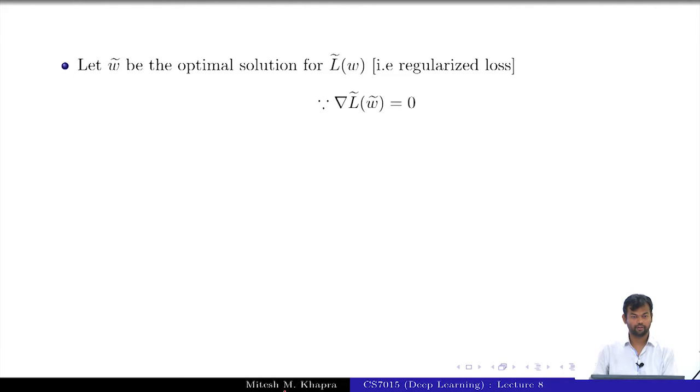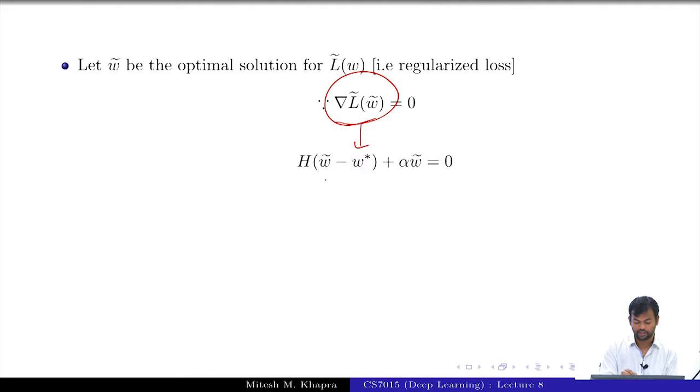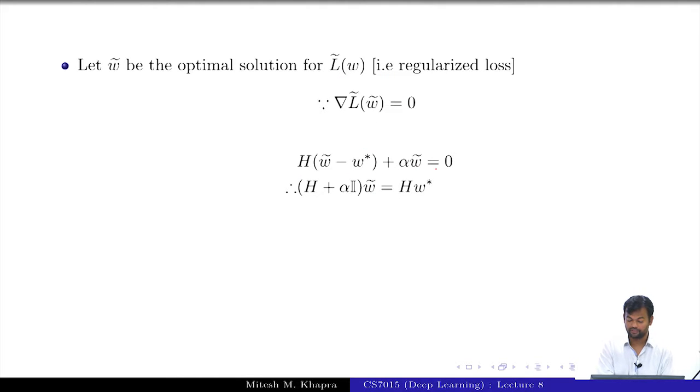That means the derivative of the regularized loss function at W tilde is going to be 0. Nothing great about this. But I just told you on the previous slide that I can write this quantity as this quantity. That's what we derived on the previous slide. Just take my word. Now, are you okay if I write it as this? Just rearranging some terms.